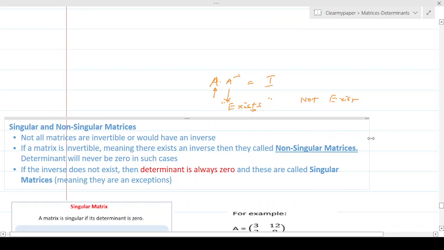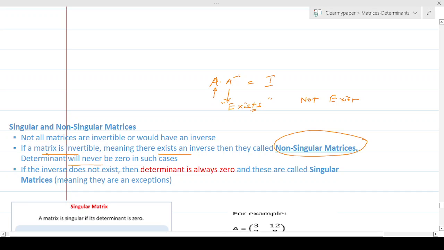Such matrices where the determinant will never be 0, and hence the matrix is invertible, or there exists an inverse of the matrix, are called non-singular matrices. Again, if a matrix is invertible, meaning there exists an inverse to the given matrix, then the determinant will never be 0 in such cases. Such matrices are called non-singular matrices.